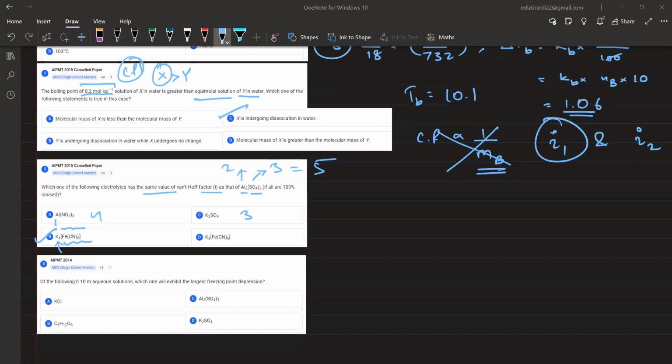What is next? Of the following 0.1 molar aqueous solutions, which one will exhibit the largest depression in freezing point? Whichever has the higher i, because all of these are strong electrolytes and will dissociate. So what is the value of i in KCl? It will be 2. Here it will be 5, here it will be 3, and here it will be 1. So C is the correct option.